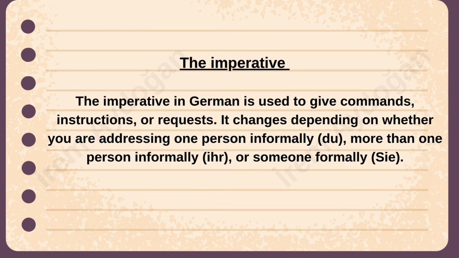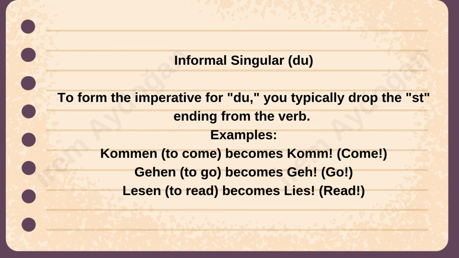Imperative in German is used to give commands, instructions, or requests, and it changes depending on whether you are addressing one person informally, and mostly we use it for the informal singular, I mean du. To form the imperative for du, you typically drop the st ending from the verb.